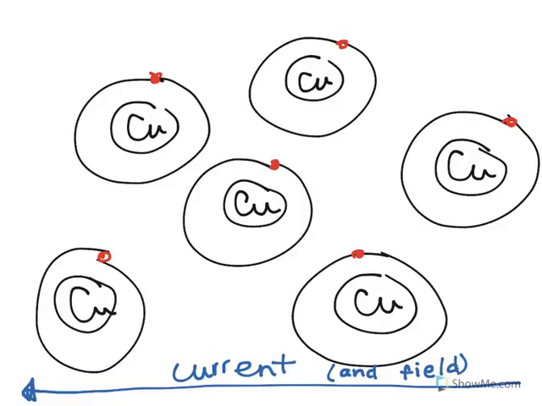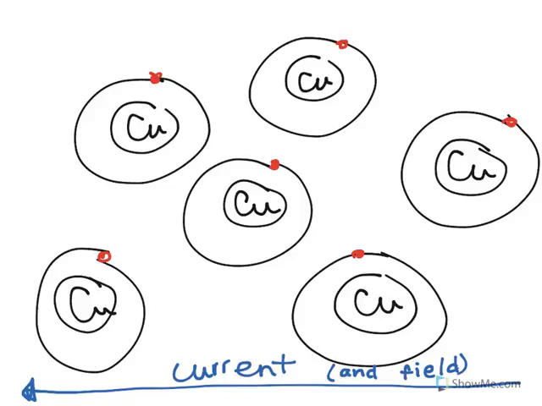Now, here's something that's a little bit tricky that you need to keep in your mind. Since electrons are negatively charged, they actually move in the direction opposite the conventional current and also in the direction opposite of the direction of the field. So since our current is moving to the left and our field is directed to the left, our electrons are going to have a net motion of moving to the right.